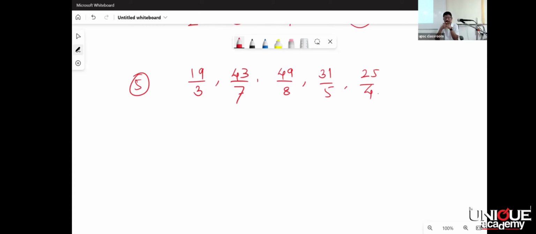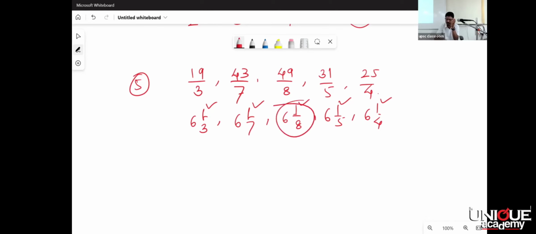So 19 by 3 is nothing but 6 1 by 3. Then 43 by 7 is nothing but 6 1 by 7. Then 49 by 8 is 6 1 by 8. Then 6 1 by 5 and 6 1 by 4. Each mixed number has the integer part 6, common to all. So the comparison is among the fractional parts only, and among those, 1 by 3, 1 by 7, 1 by 8, 1 by 5, and 1 by 4 all have a common numerator. So the fraction with the greatest denominator is the smallest one, and hence we have 6 1 by 8. That is 49 by 8, the smallest of all.